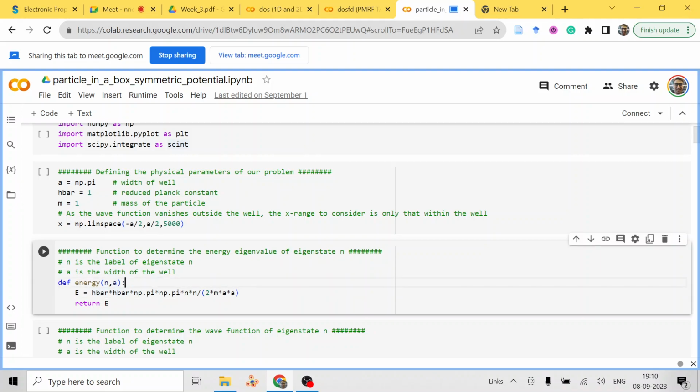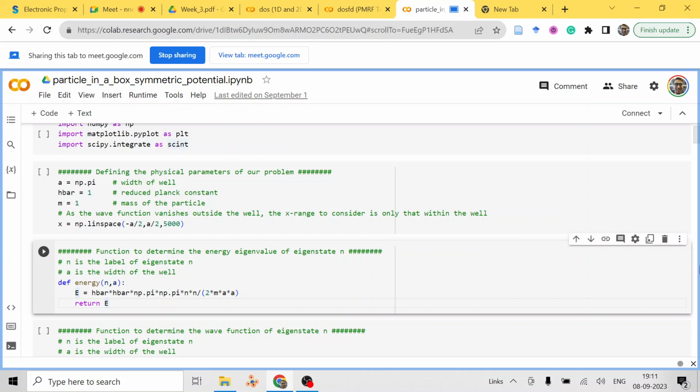Then this is the function to determine the energy eigenvalue of eigenstate n. The energy values are n square pi square h bar square divided by 2 m a square. So that is what we are doing here: we have E(n, a) equal to n square pi square h bar square by 2 m a square, and then we return this energy value E. So that is what our function will do.